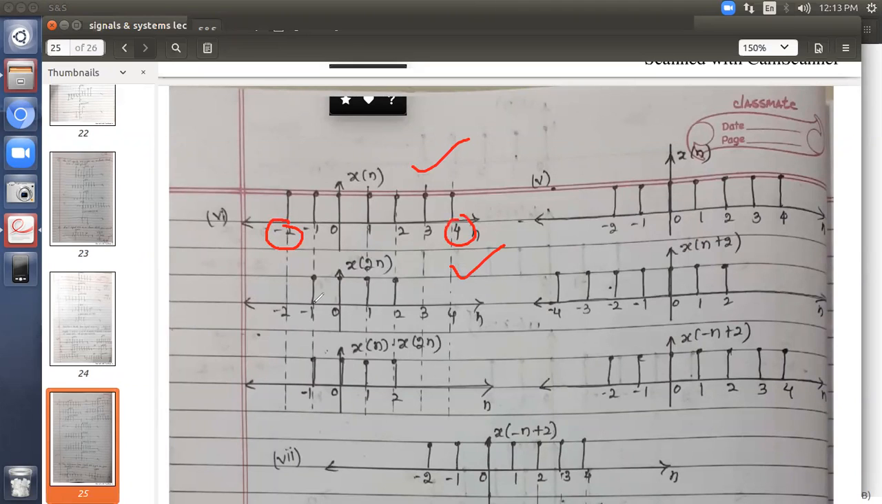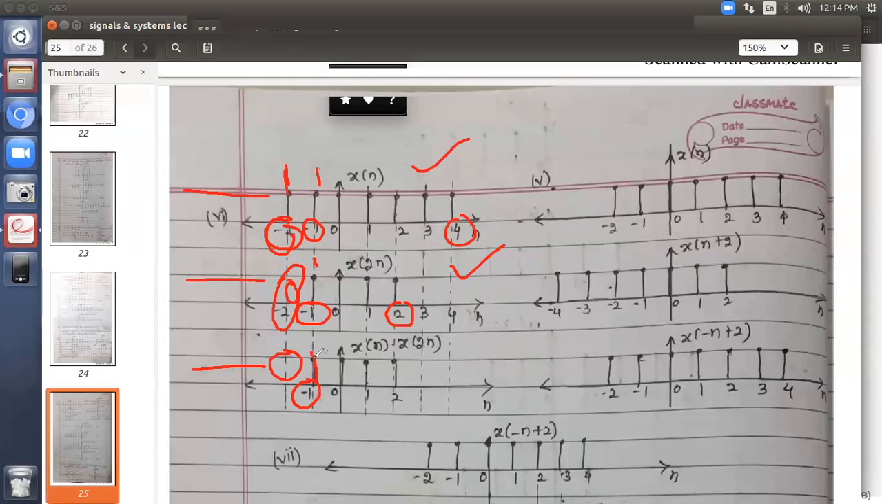X of 2n range is -1 to 2. Here we don't have any value. At -2, you have amplitude 1, but what is the amplitude here at -2? Nothing, 0. 0 multiplied by 1 will be 0, so no amplitude here. Then go for the next sample at -1, amplitude is 1. Here also amplitude is 1. 1 into 1, amplitude is 1.